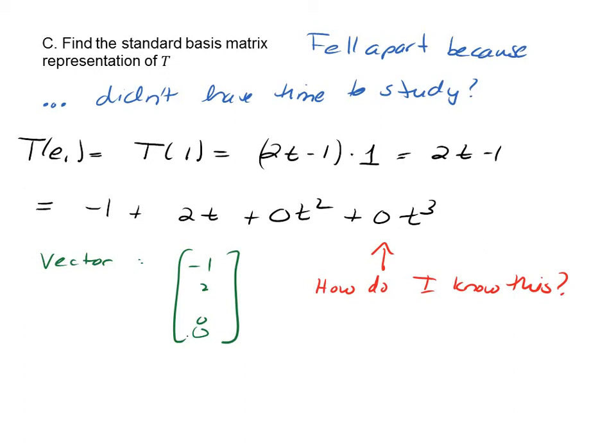How do I know that I have a t cubed term to deal with? Well, they told me. They said that the inputs are going to be polynomials of degree 2, and the outputs are going to be polynomials of degree 3. So I'm looking at the output of my T. It's got to have at least a cube in it.